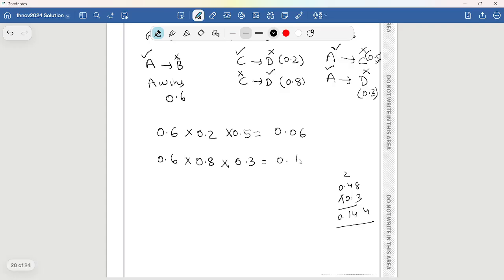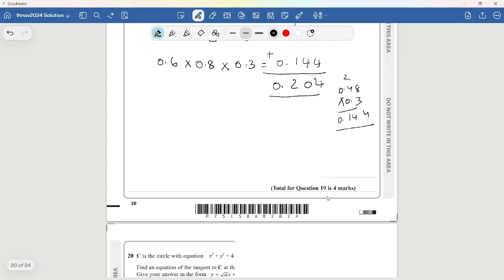So 0.144. And then we have to add them all together. If I put 0 here so that I calculate accurately, 0 plus 4 is 4, 6 plus 4 is 10, carry 1, 1 plus 1 is 2, and there is 0. So the final probability of A winning the game is 0.204.